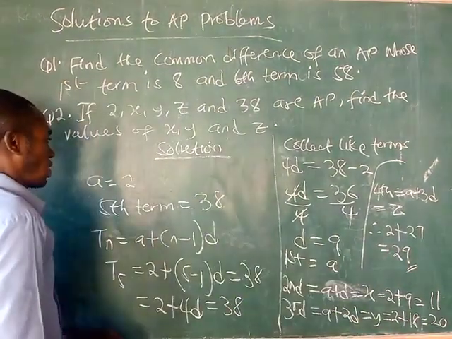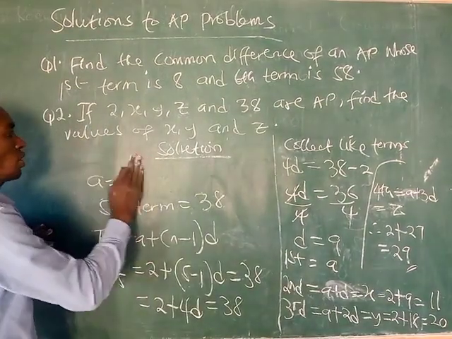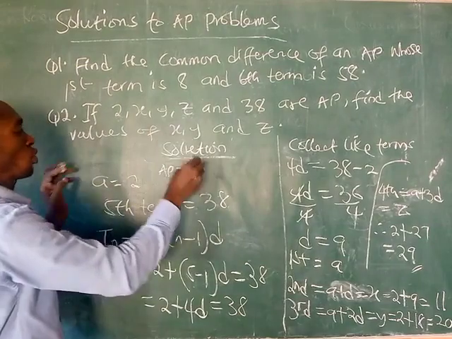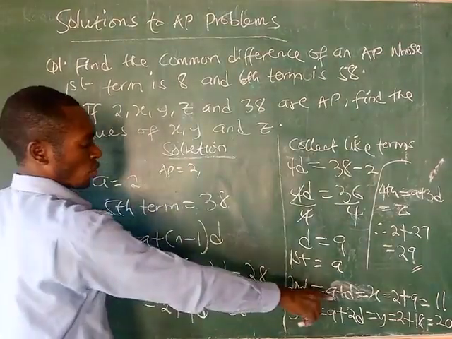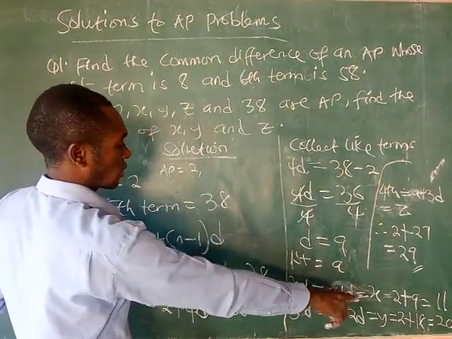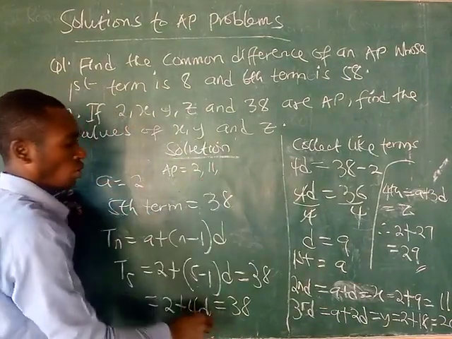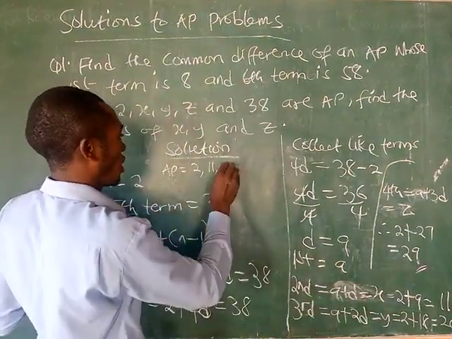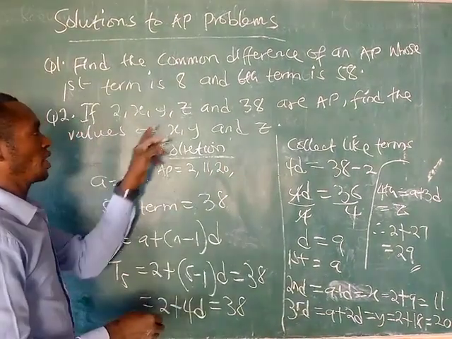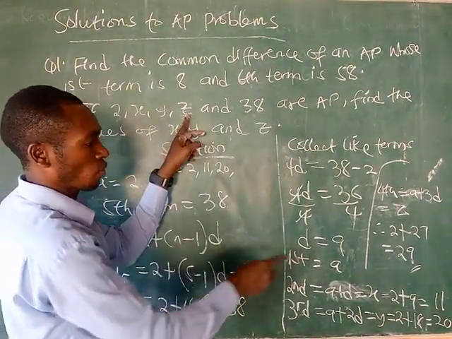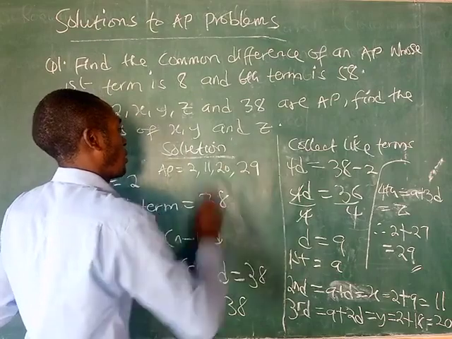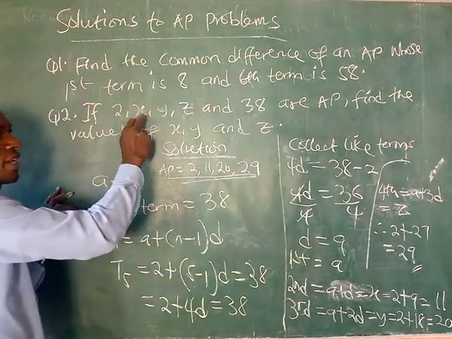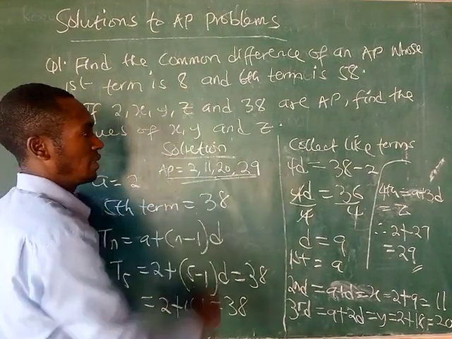So, therefore, the AP now is equal to 2, then x is 11, y is 20, and then the last one here, z, which is 29. So this is our AP, and we have gotten the values of x, y, and z.